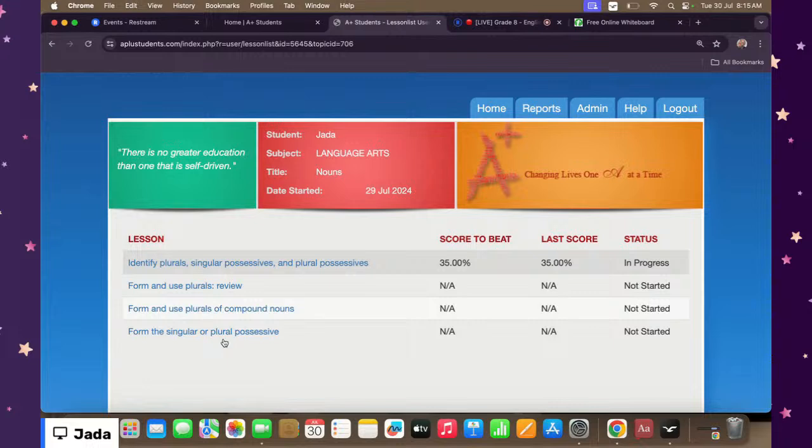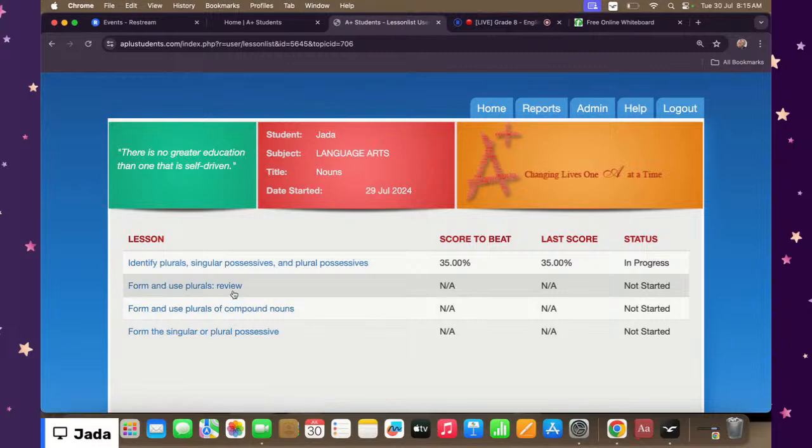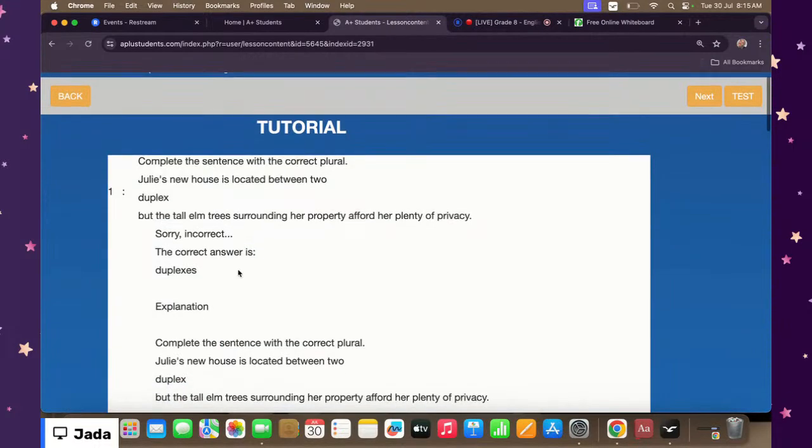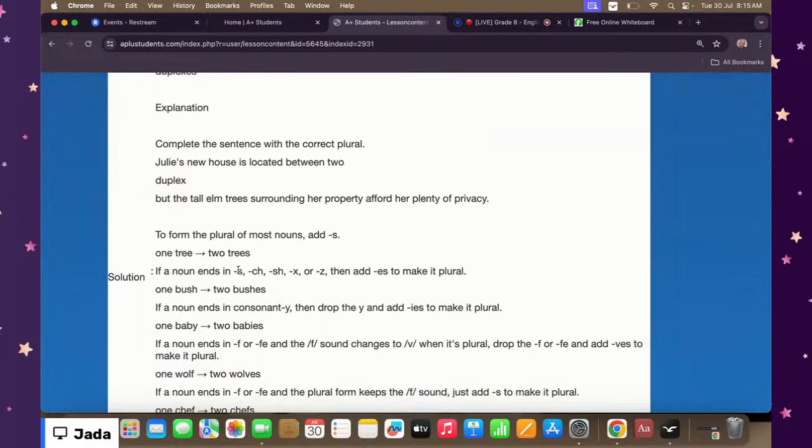Form and use plurals. Review. So to form the plural of most nouns, add s. Of course, if you want to form a plural, to show that it's more than one, you add s. Okay. "Julie's new home is located between two duplexes." So if you have one and then you want to make it plural, you need to add s.